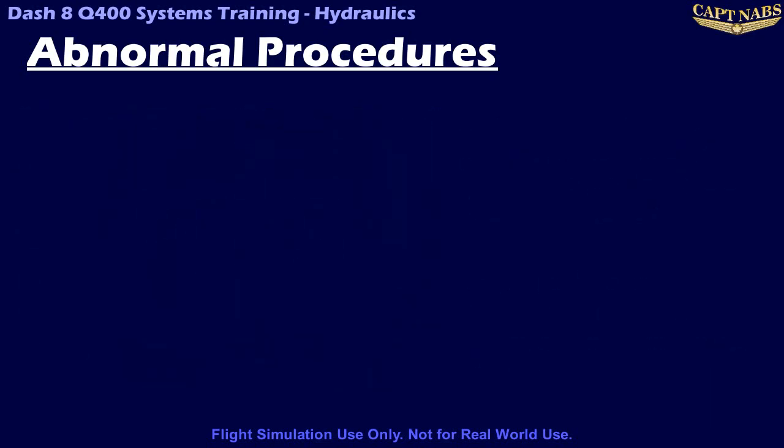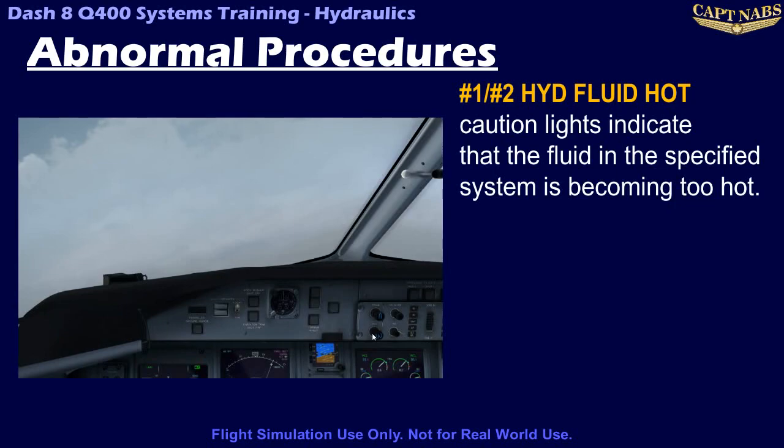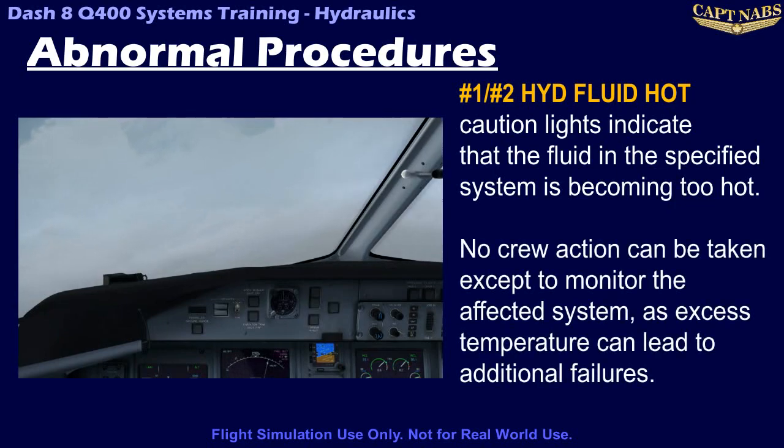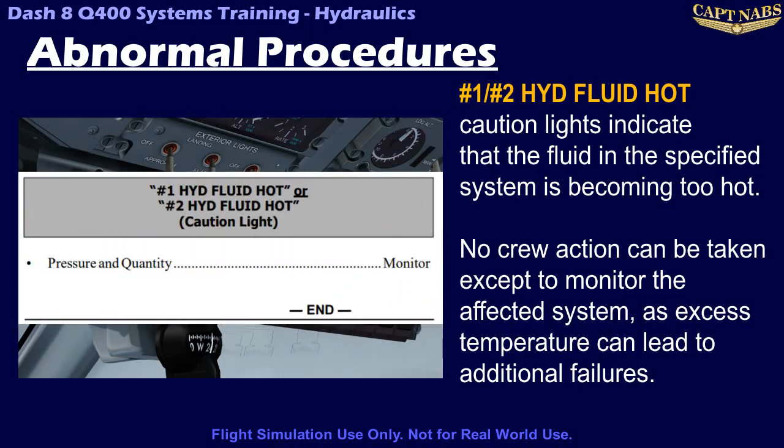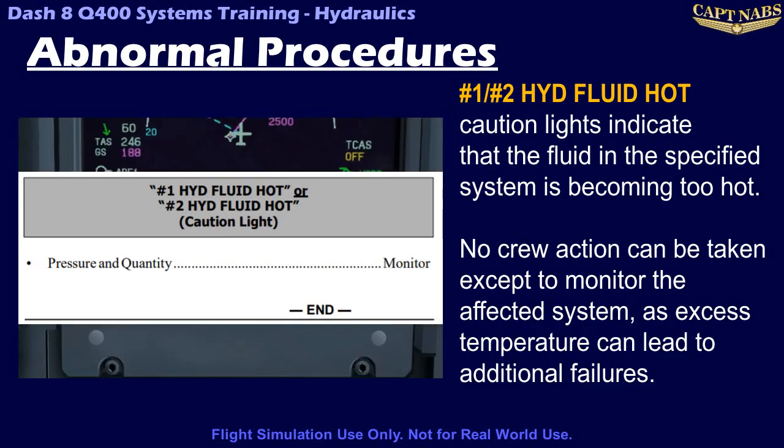If the number 1 or number 2 hyd fluid hot caution lights come on, there is not much to do. Cooling of the hydraulic system is fully automated and cannot be changed by the pilot. The checklist just advises to monitor the hydraulic system closely. However, hot hydraulic fluids may indicate there could be future problems with the system.